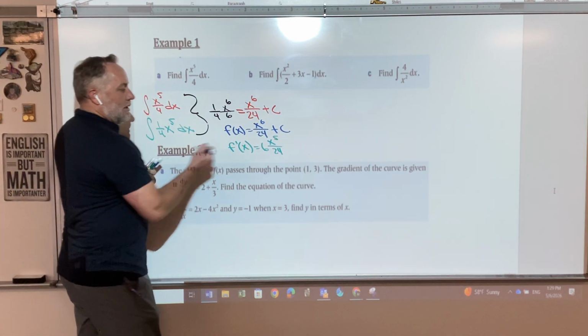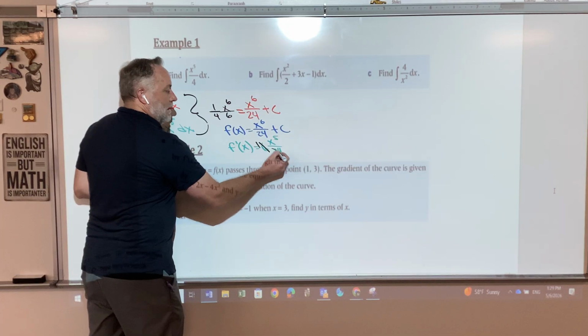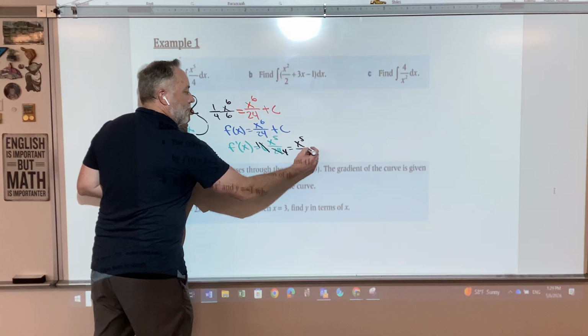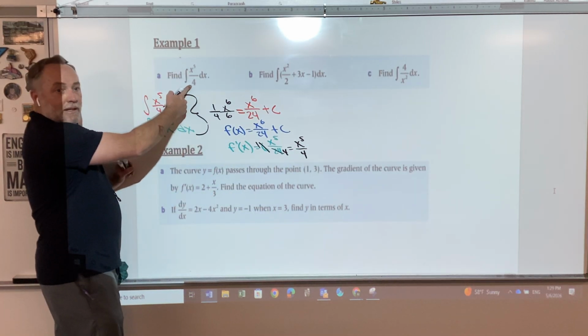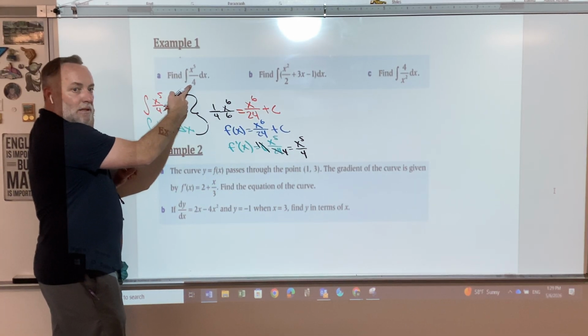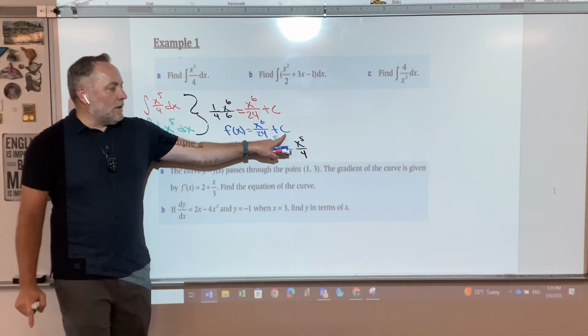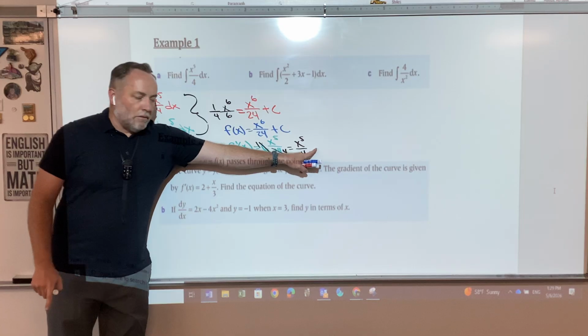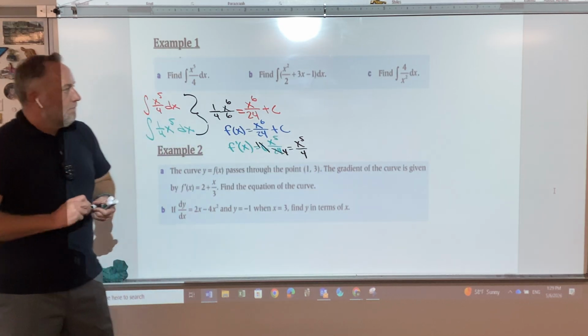6 and 24. This 6 becomes a 1, take a 6 out of here, that becomes a 4, and you're left with x to the 5th over 4, which is that. That's why it's called the antiderivative. What's the derivative of this c? Nothing. 0. So that's why there's nothing there. Okay?